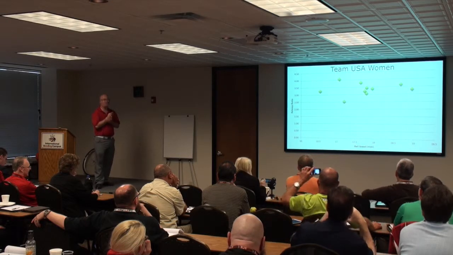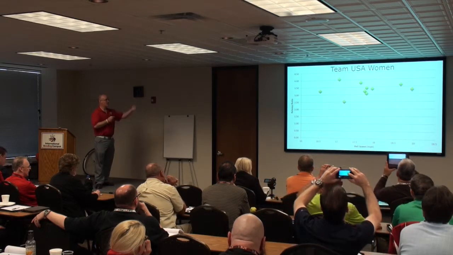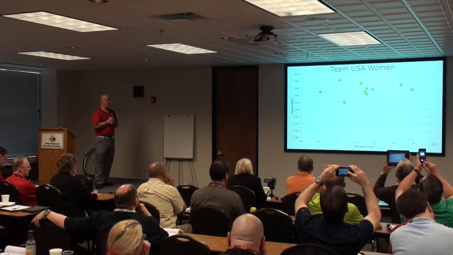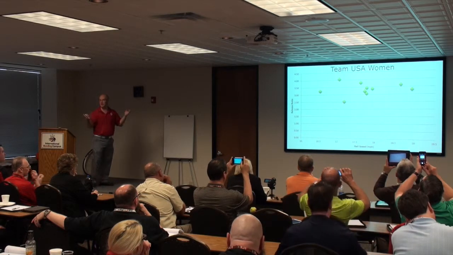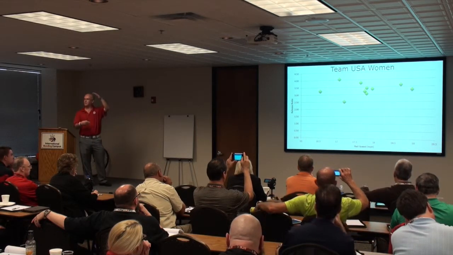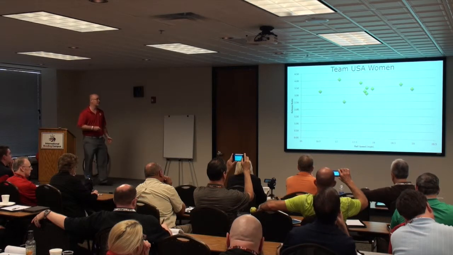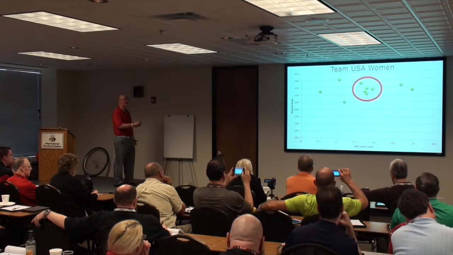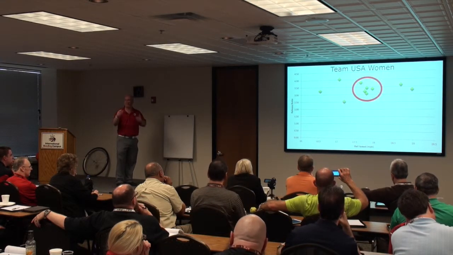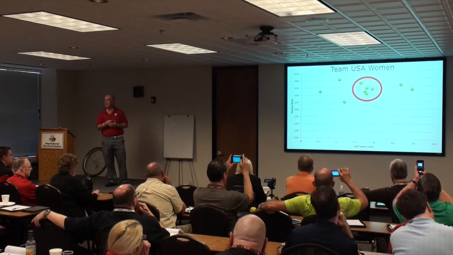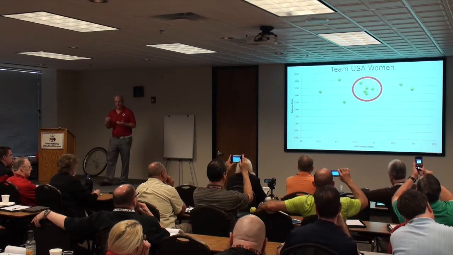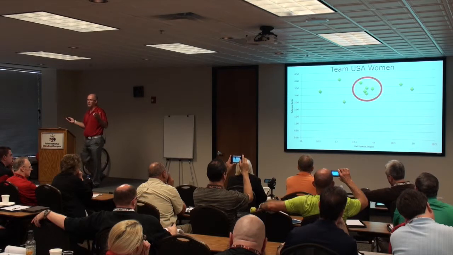So here's Team USA women. Once again, release ratio going up the left side, ball speed going on the bottom. You can see they're much more scattered. That's because we have a much bigger variety of initial ball speed. But once again, right in the middle, we have 5 out of the 10, so 50%, all clustering around that 3 to 3.5 mark.